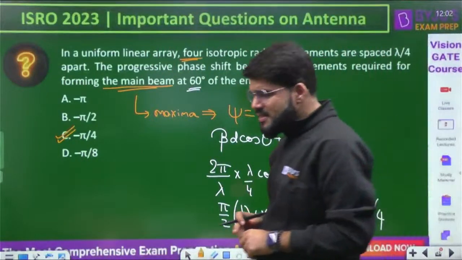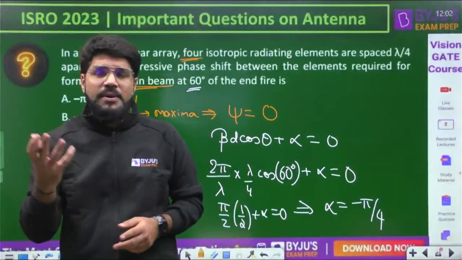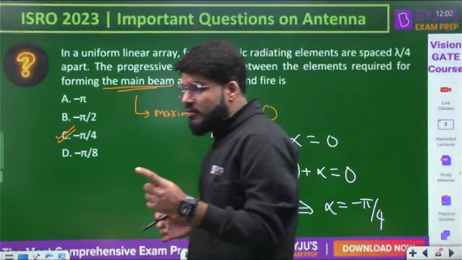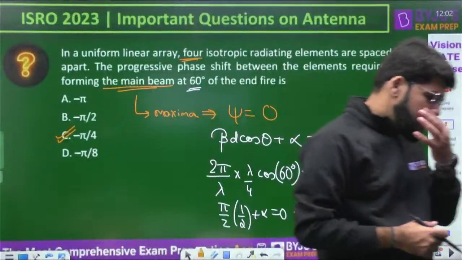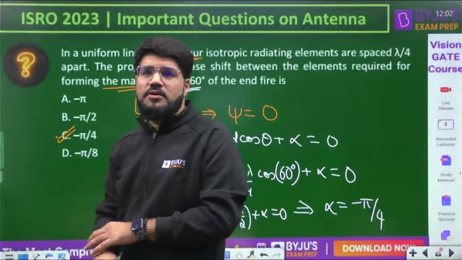See, the normalized array factor is, we normalize the total field value. Or maybe you want to ask something else. The total normalized field with respect to what? With respect to the field of a single element. That is what the array factor basically is. Or is that something else you are looking for?